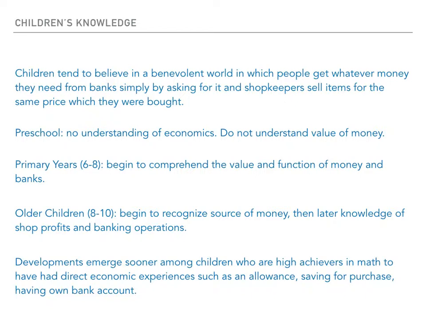Older children, maybe ages 8 to 10, so like 3rd, 4th, 5th grade, they begin to recognize source of money. Then later, the knowledge of shop profits and banking operations. They're going to start to understand those things a little bit better. Developments emerge sooner among children who are high achievers in math because they have direct economic experiences such as allowance, like we talked about before, saving for purchases, and having your own bank account.